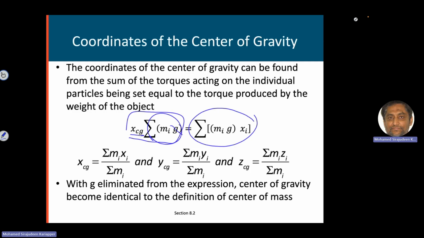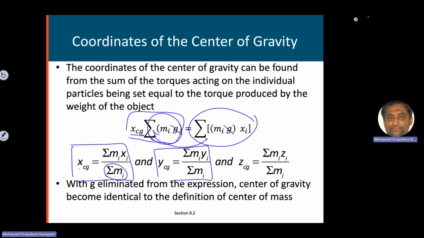So g will cancel on both sides. Then if we take it to the other side, that will be the total mass. So you get this equation for the x center of gravity. Similarly, if we consider the turning effect around the x-axis, we will get the y center of gravity like that. And of course, if we consider all three dimensions, for the z center of gravity, we'll get that one.